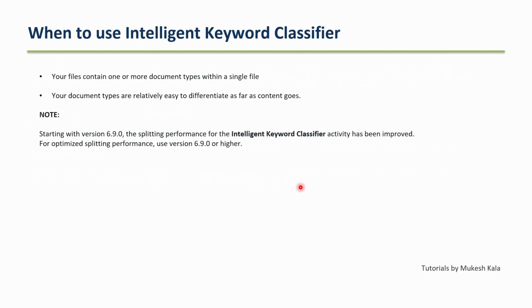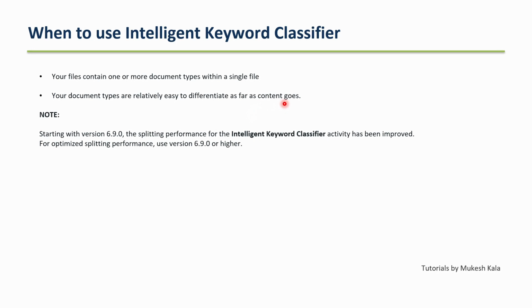Okay. Now, a question arises: when should I use the intelligent keyword classifier? The answers are: when your files contain one or more document types within a single file, when you have multiple page documents, and when your document types are relatively easy to differentiate as far as the content goes. If you have a fixed set of keywords which you know are going to come, you can straight away go with the intelligent keyword classifier. And in case there is a possibility that you might have to split documents within a single file, then also you can go for the intelligent keyword classifier.